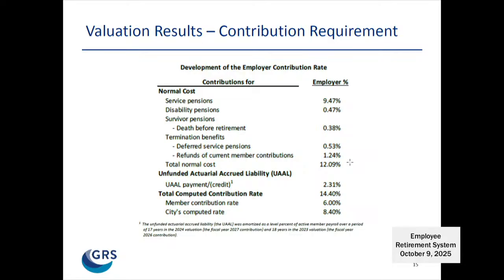The $56 million unfunded amount, when we amortize it over 17 years and divide it by payroll, gives us a rate of 2.31%. We add that to the 12.09% normal cost to give us a total contribution requirement of 14.4%. But we know that your active membership is paying 6% of that, leaving the city with a contribution requirement of 8.4%, and that is starting July 1, 2026.